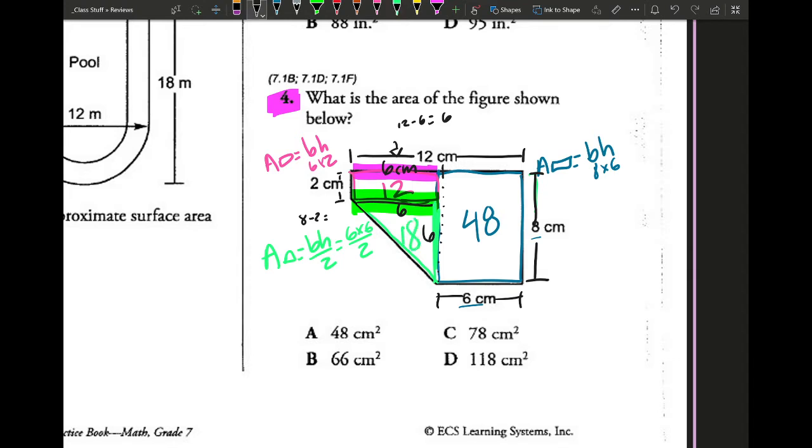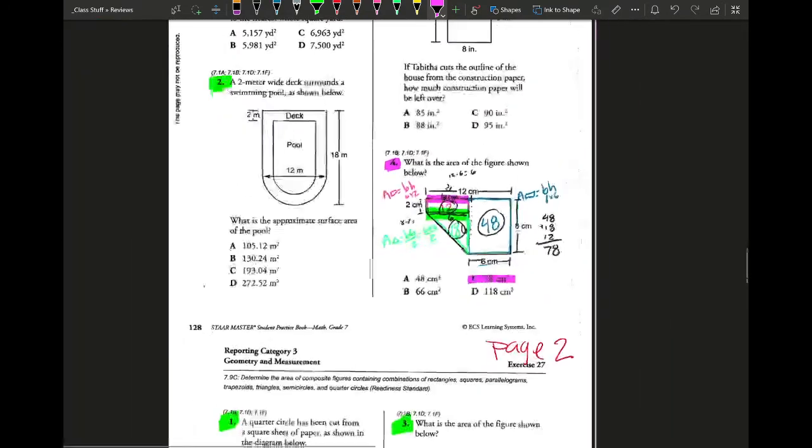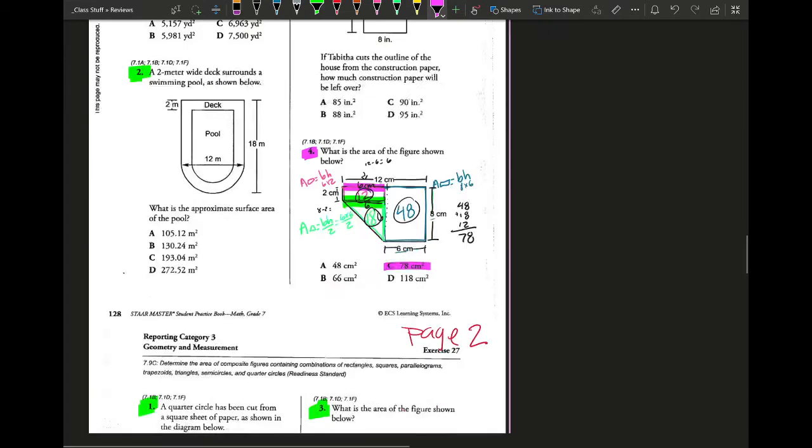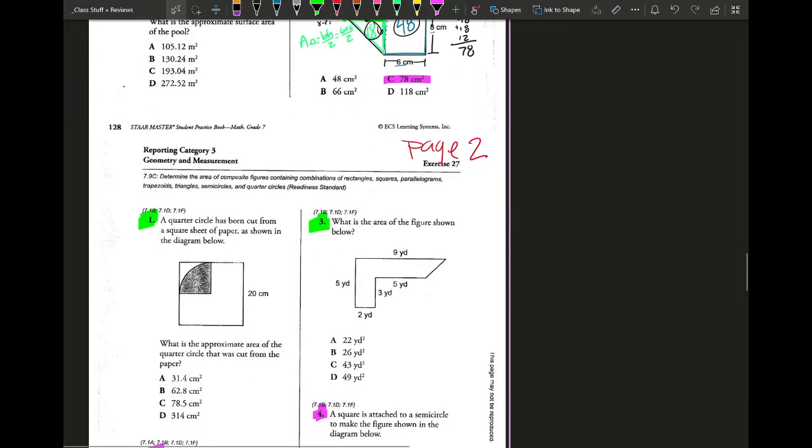And all you have to do now is add the 3 numbers up. 48 plus 18 plus 12 gives me 78, and that is my total area. Again, breaking it down and finding the missing values. That's the hardest part, finding the missing values. This one wasn't too bad. This will help you with number 3 as well.